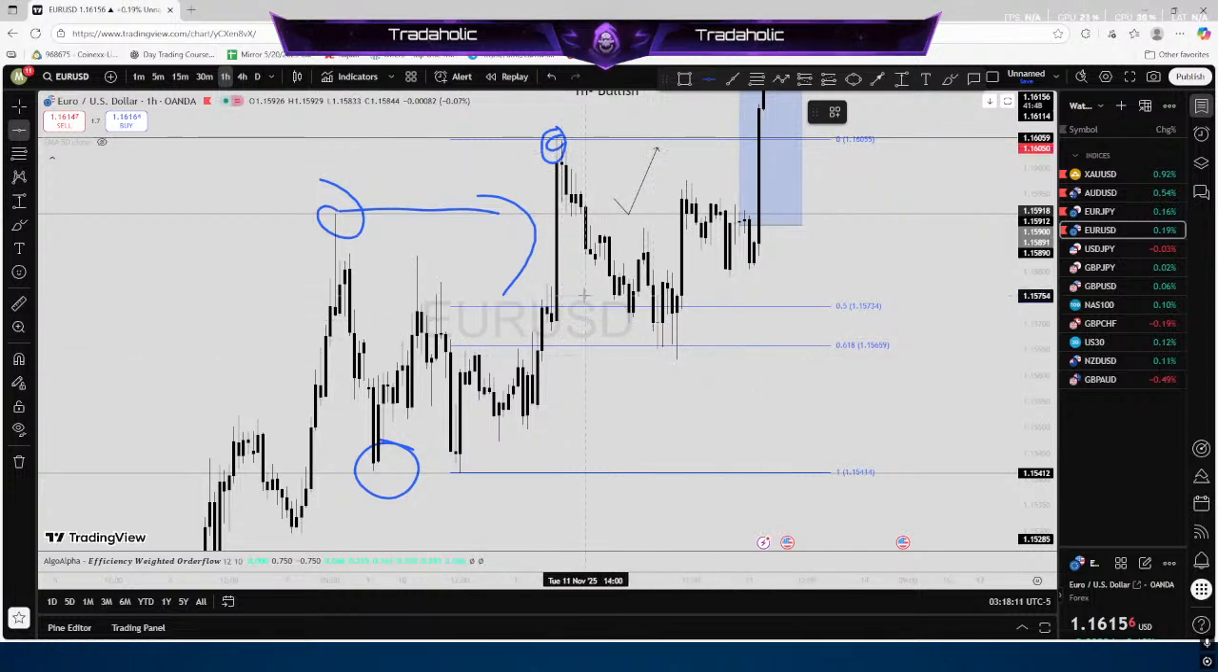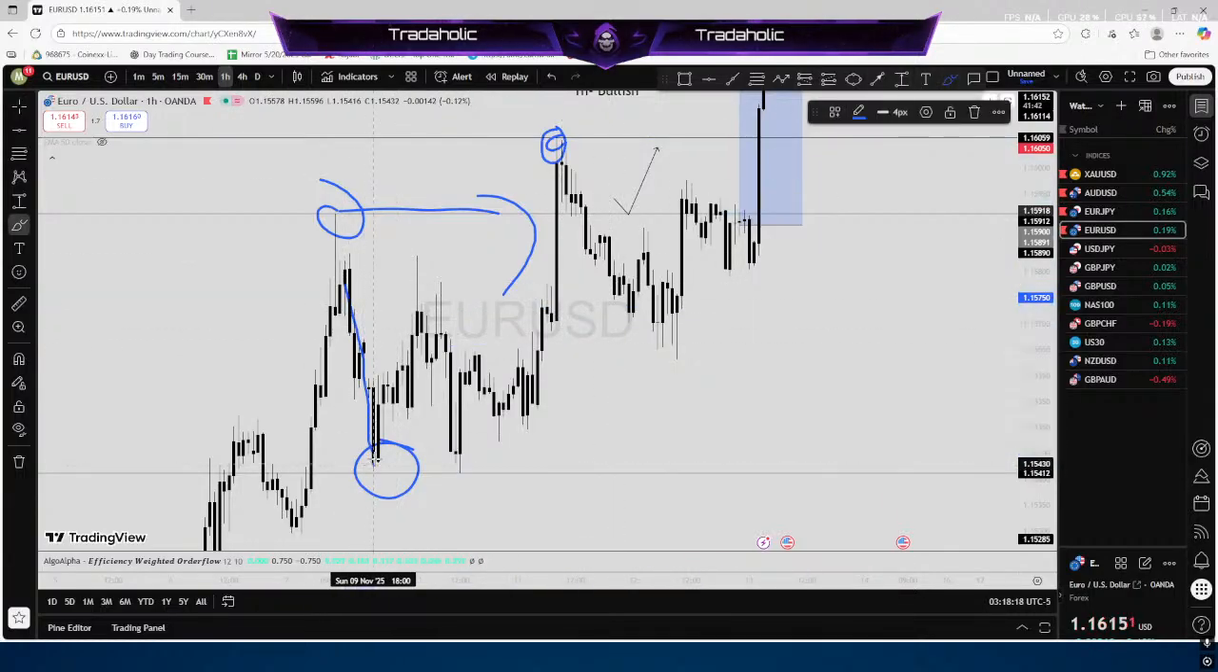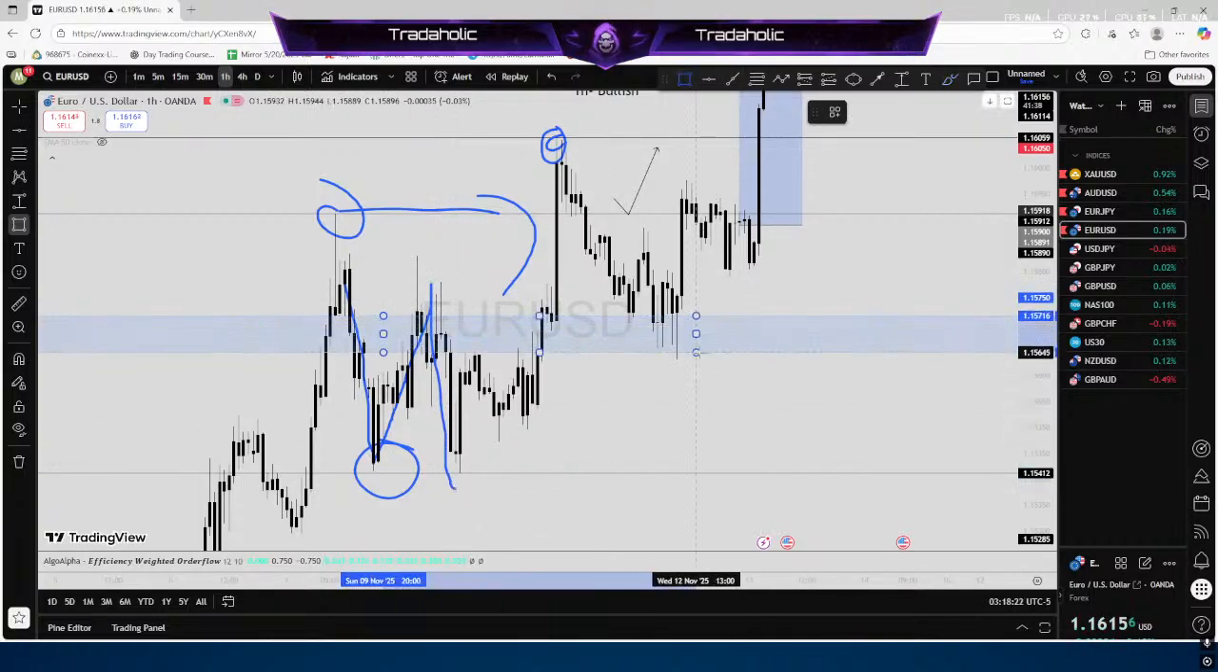This 61% retracement also lines up with previous structure, meaning lower low, lower high, equal lows. So this retracement also lines up with this structure point. Let's clean our chart up a little bit.